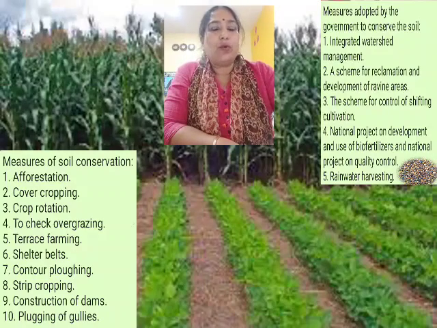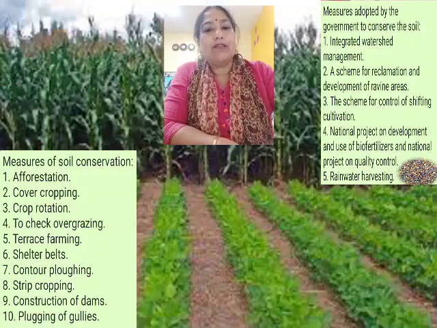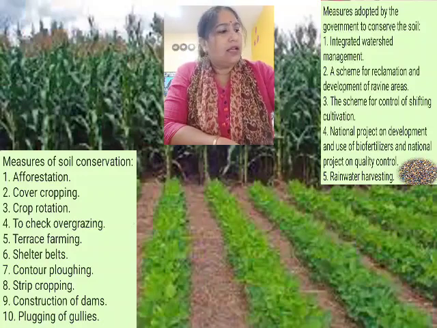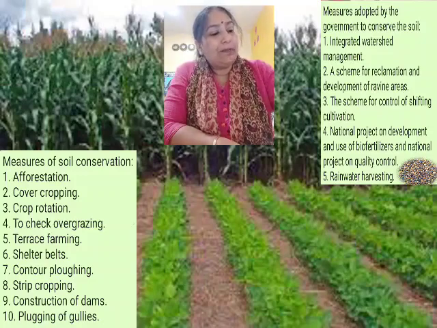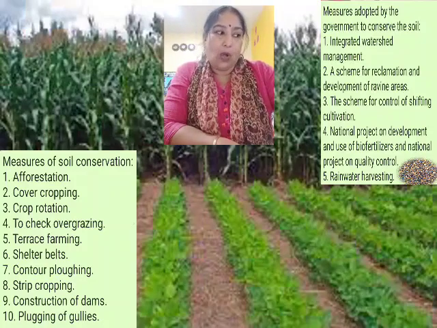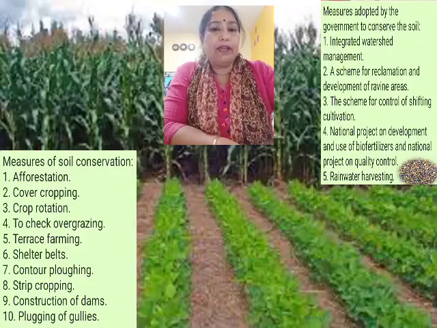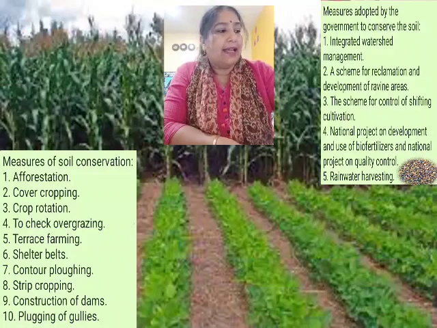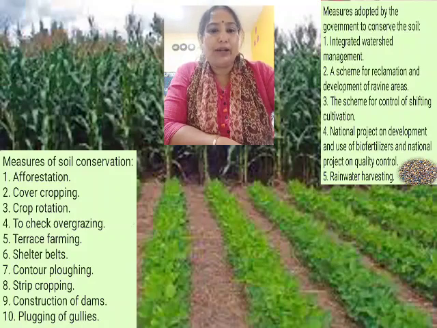Now, we come to point number 2, that is cover cropping. The gestation period of tree crop is long. The cover crops may be grown between the young trees to prevent soil erosion. The farmers can grow vegetables which they can sell and get some extra income, and they can grow leguminous crops which will increase the fertility of the soil.